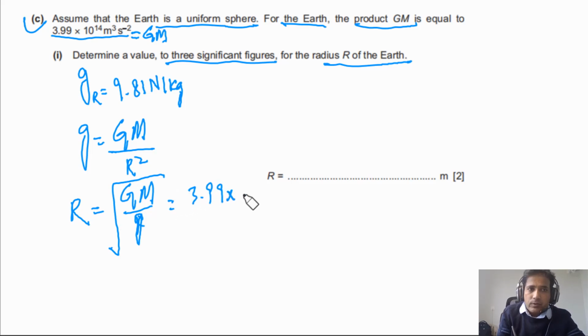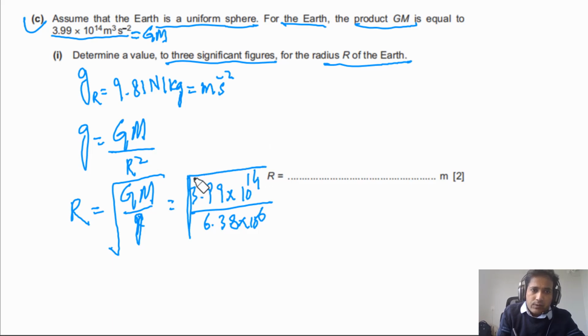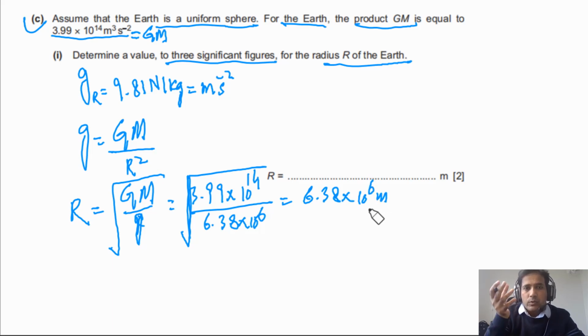So this is 3.99 times 10 to 14 divided by 6.38 times 10 to 6. So you can also write this is equal to meters per second squared, and then if we solve, we will get our answer equal to 6.38 times 10 to 6 meters. So this is how you need to answer.